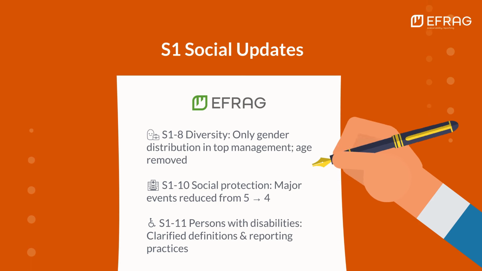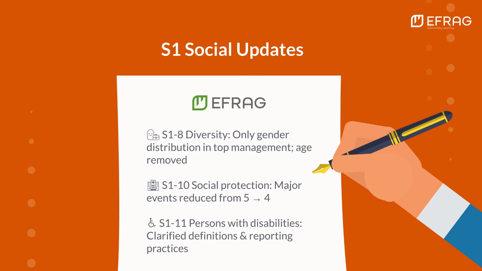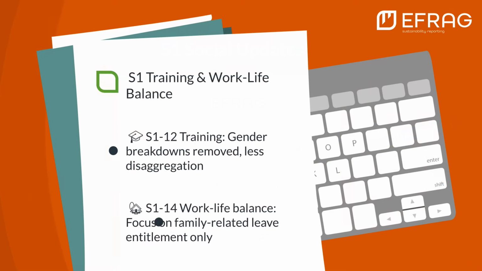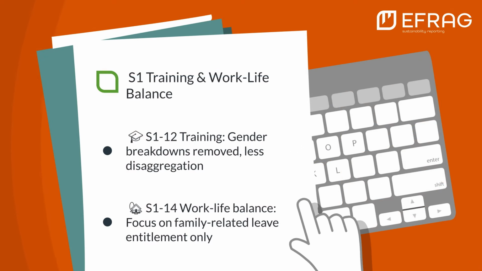Additional clarifications have been included in the application requirement, covering both definitions and reporting practices to better support preparers. S1-12, training and skills development. The requirement for gender breakdowns in training metrics has been deleted, reducing the level of disaggregation needed. S1-14, work-life balance. This disclosure now focuses on just one single data point: entitlement to family-related leave, rather than reporting on the number of employees who actually took it.